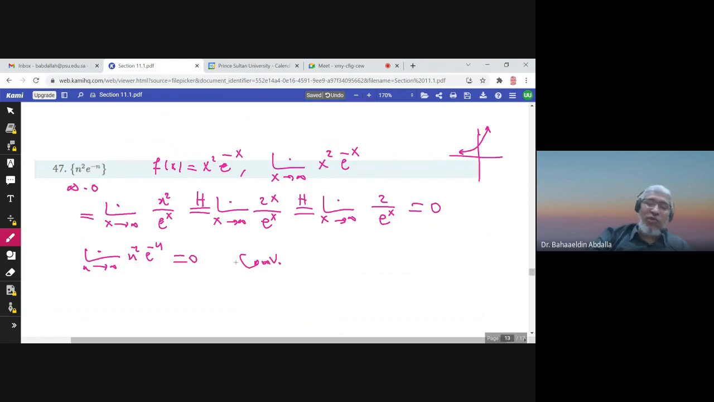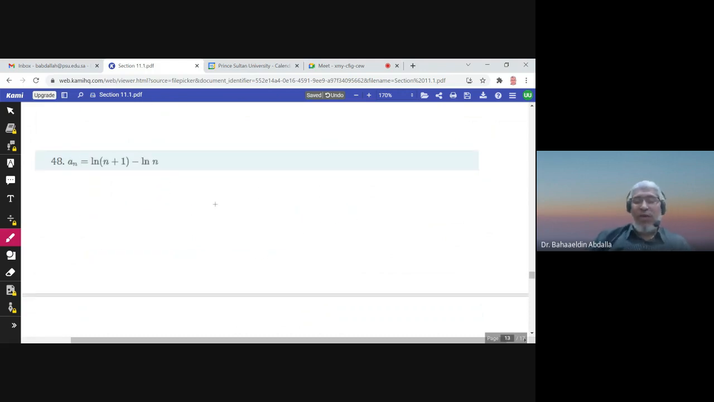Now here, if I replace n by infinity, ln infinity is infinity, minus ln infinity is infinity. I'll have infinity minus infinity. Infinity minus infinity is also an indeterminate form. But here I can write it as ln of (n plus 1) over n, because the properties of logarithm says that ln of u over v is ln u minus ln v. So I have ln u minus ln v. I can write it as ln of u over v.